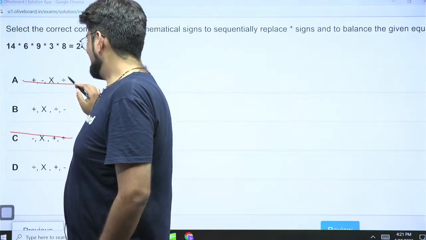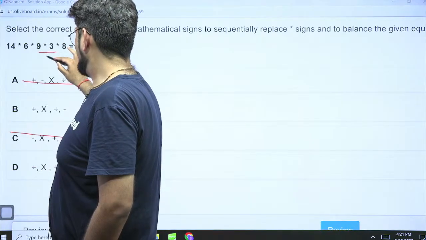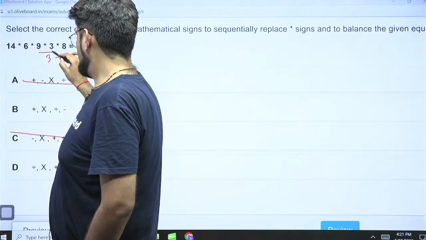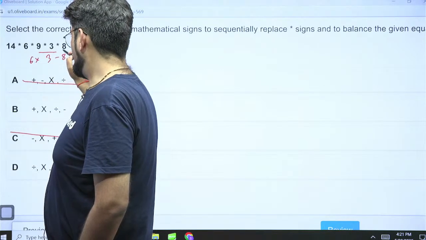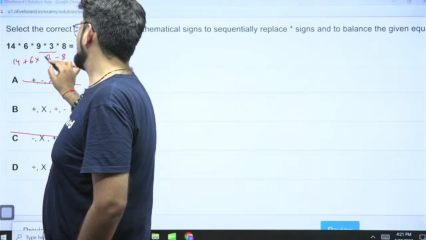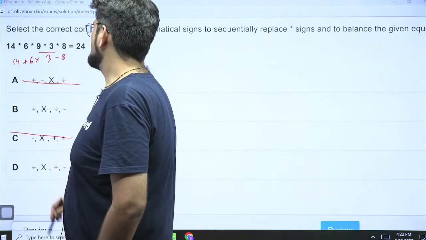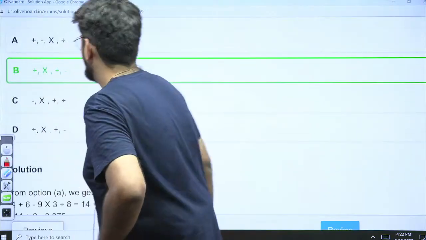Okay, so 9 divided by 3 will give me 3 minus 8 into 6, that is 18 plus 14. 14 plus 18 minus 8. 18 plus 6, 24. Yes, option B is the right answer. Cool. Next.